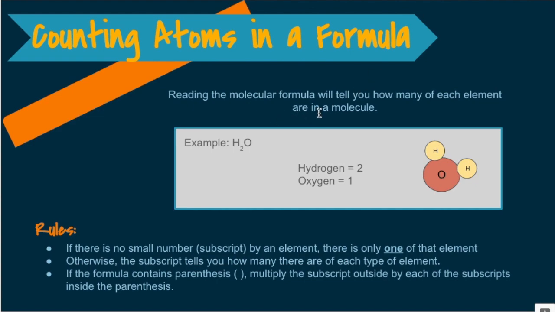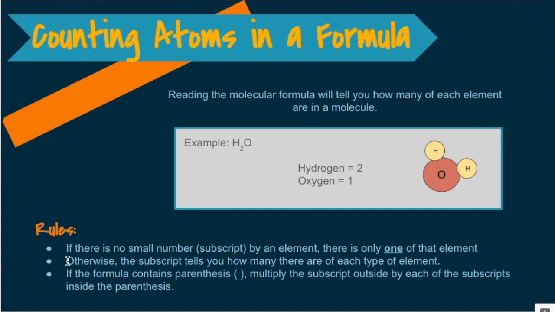When reading the molecular formula, it's going to tell you how much of each element is in that molecule. For example, if we have H2O, which we know is water, these subscripts, which are the little numbers found after the atomic symbol of the element, tell us how many of that element are in that particular molecule. For this example, we have a 2 for hydrogen, so we know there are going to be 2 hydrogen. Because there's no subscript here, it is assumed to be 1, so we have 1 oxygen.